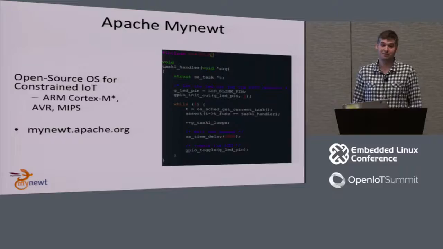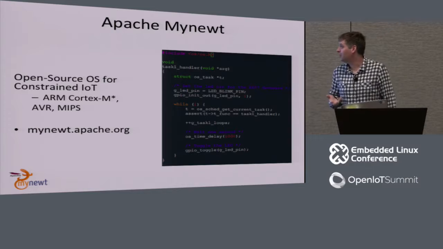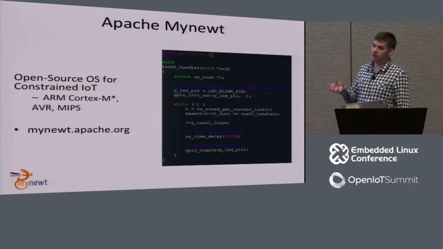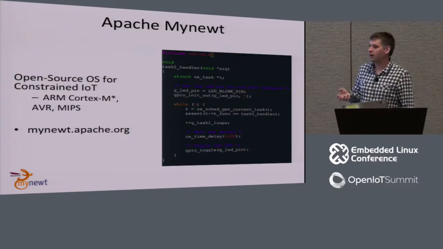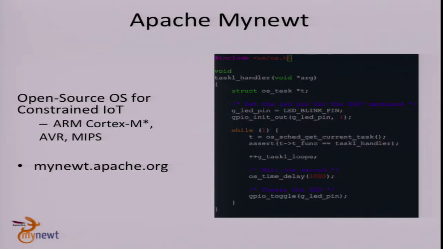So Apache Mynewt is a real-time operating system for constrained microcontroller environments. The people who use Apache Mynewt are typically running ARM Cortex-M processors and MIPS and AVR, so these small constrained microcontrollers. And it's an open source project for microcontroller environments, and it's an operating system really designed for these.